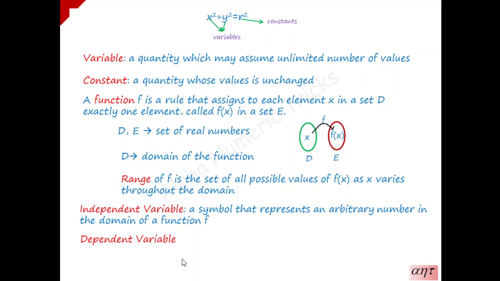Then what is the dependent variable? Dependent variable is to represent a number in the range of the function, to represent the number in f of x. And to represent a number in f of x, we are using some symbol that is known as the dependent variable. We will see that with the help of this example in an easy manner.